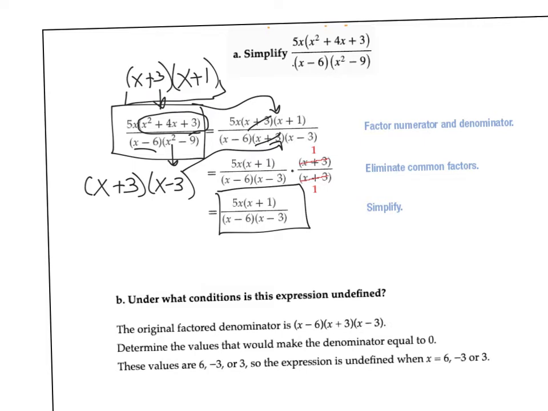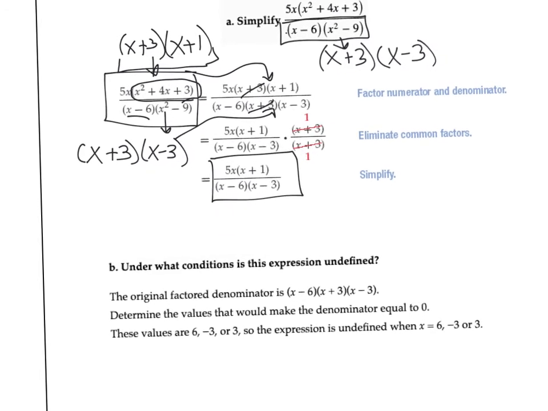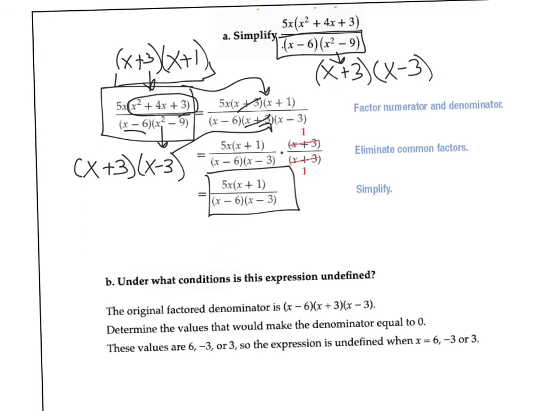So we're going to take a look at our most factored form of the original denominator. So this was our original denominator, but remember we factored this out into x plus 3 and x minus 3. So we're going to take all three of our factors and we're going to set them equal to 0 and solve for x. So that will give us the three numbers that will create an undefined value here.